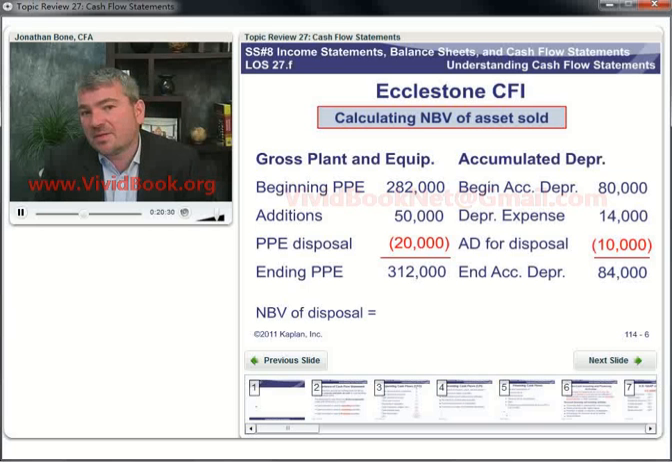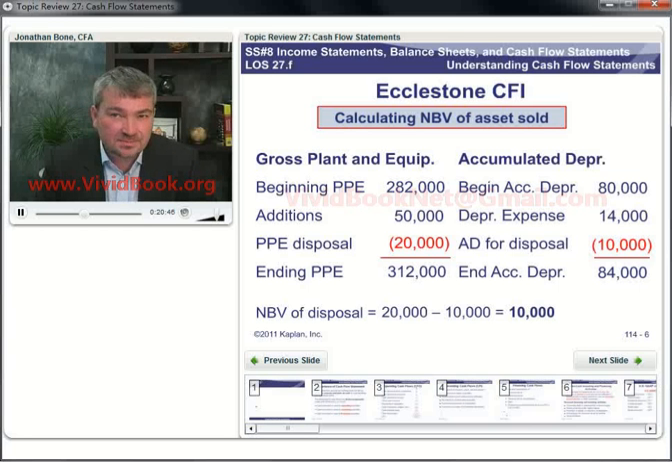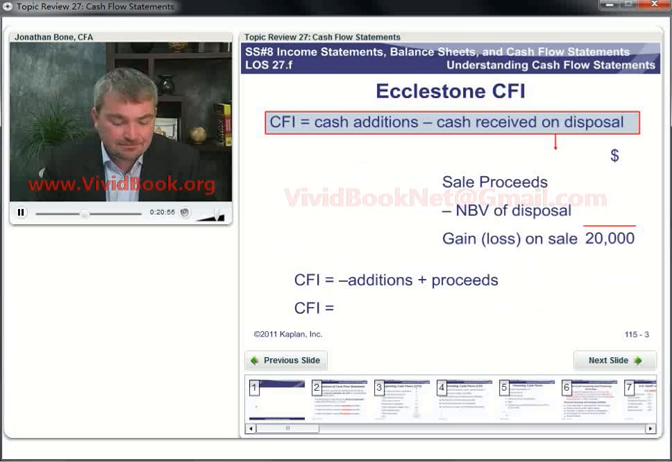We can then compute the net book value of the asset we've disposed of by taking the gross value of the asset disposed of and subtracting the accumulated depreciation. So 20,000 minus 10,000: the asset we disposed of had a carrying value of 10,000 at the time of disposal. Now we know its value, we can work backwards from the gain or loss in the income statement to work out the sales proceeds. We had a gain on disposal of 20,000. We know that the carrying value of the asset disposed of was 10,000, and therefore the proceeds must have been 30,000.